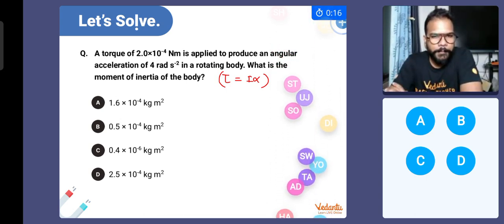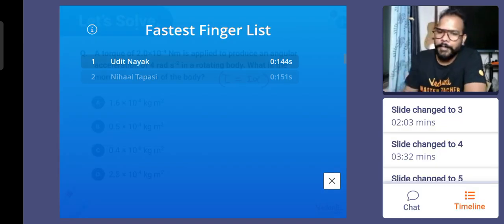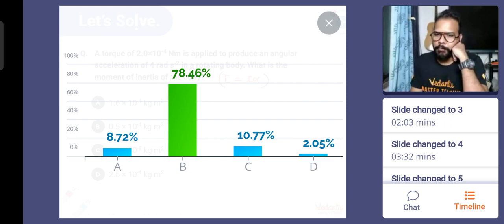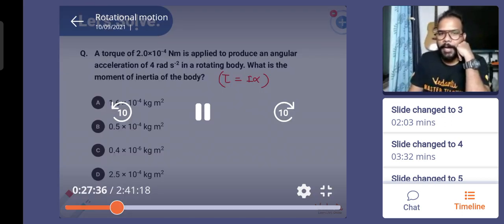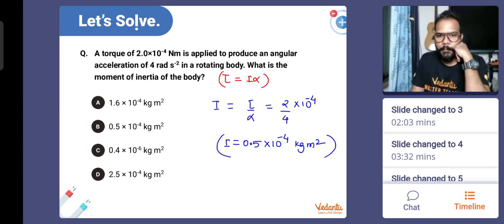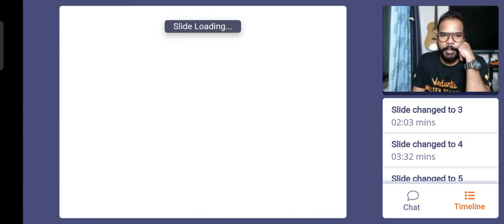Class 5, come on. That's it. Expecting a huge correct response on this one. Very good. Okay, a little less than expectations, but not bad. So I will be equal to tau by alpha. Torque is 2 into 10 to the power minus 4. Alpha is 4. So 0.5 into 10 to the power minus 4 kg meter square. That's our answer.